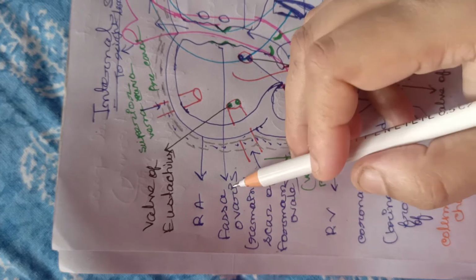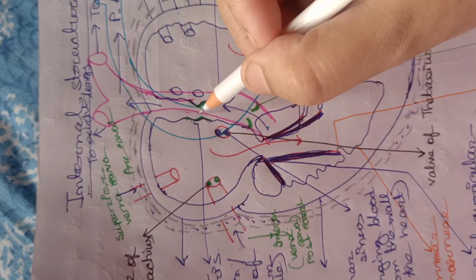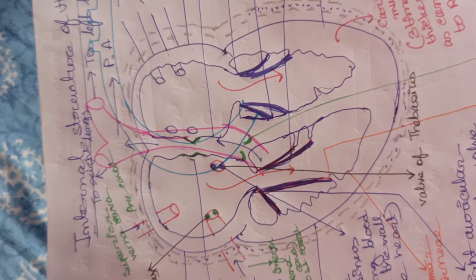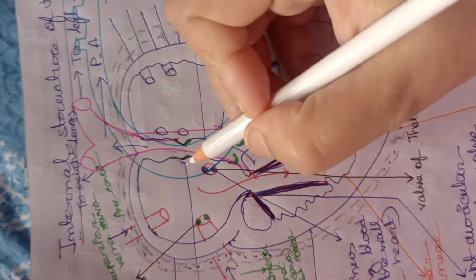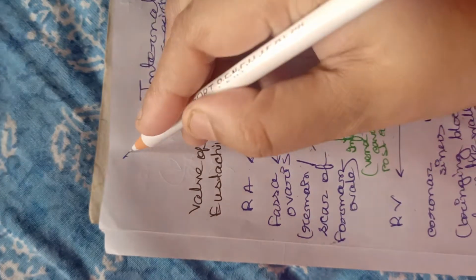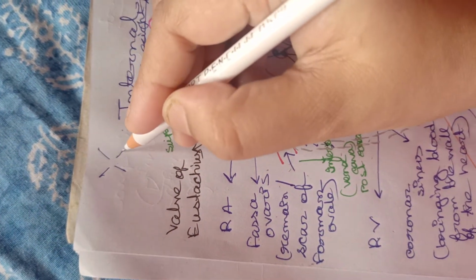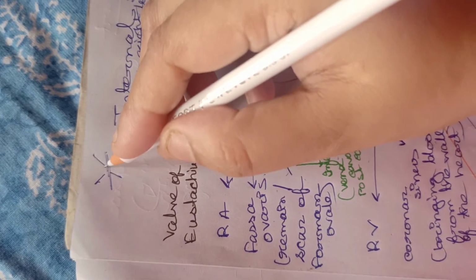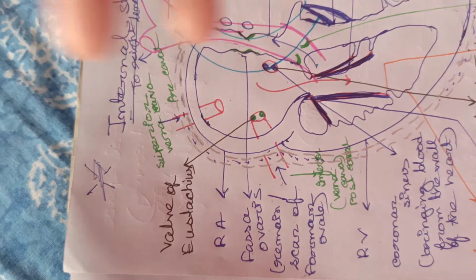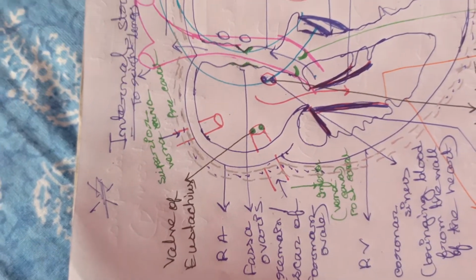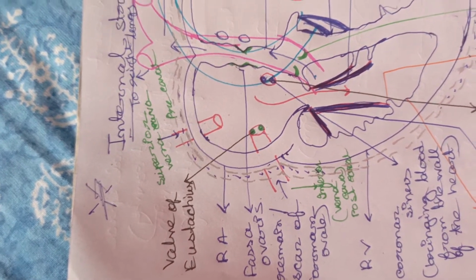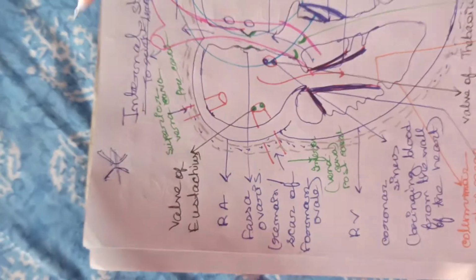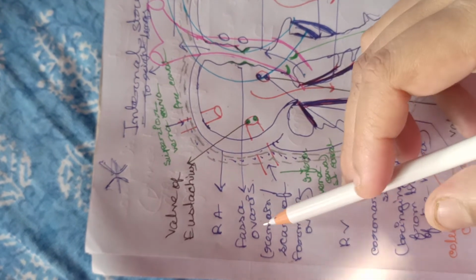Now you see, I have drawn a green color region like this. This is called the fossa ovalis. When we are at the embryo or fetus stage, in this region there is a small opening. This portion is open. This is called the foramen ovale. In the fetus stage, at that time mixing of blood takes place. But when we grow, when the fetus comes outside the mother's body, then this region joins and we call it the fossa ovalis.